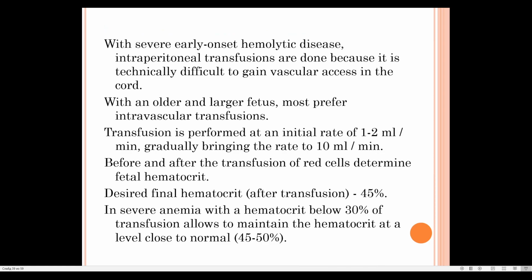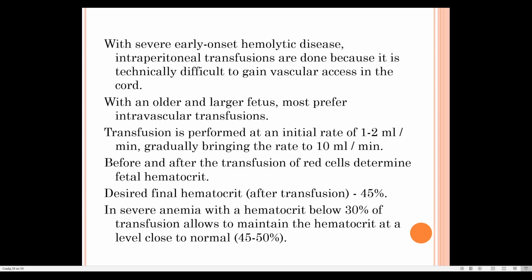With severe early onset hemolytic disease, intraperitoneal transfusions are done because it is technically difficult to gain vascular access in the cord, because of extreme prematurity, the small size of the baby, and its small umbilical cord and cord vessels. With an older and larger fetus, most prefer intravascular transfusions, which are done through cordocentesis.